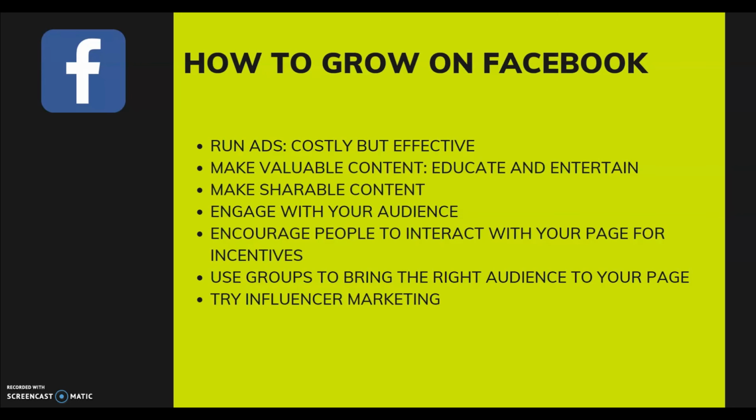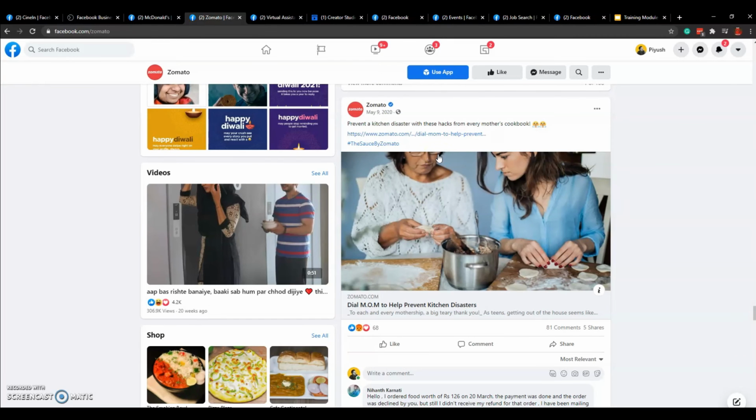The next point is to create valuable content. A good example of what valuable content can be seen here. Here they've created a blog with the topic of preventing kitchen disasters with the hacks from every mother's cookbook. Now this content can be really valuable for anybody who's trying to learn how to cook. As you can see, the placement of hashtags is also another point that they have made sure to not overindulge in a lot of hashtags, but to keep it very topical and to the point.